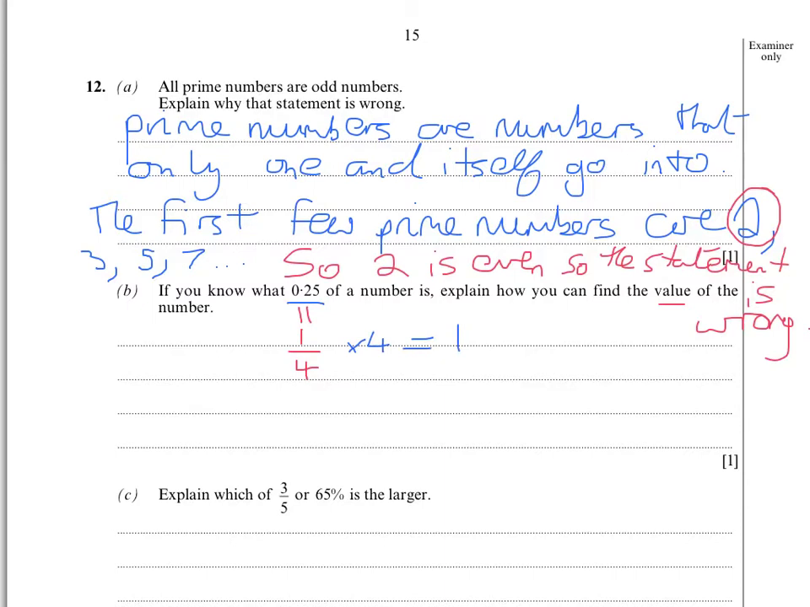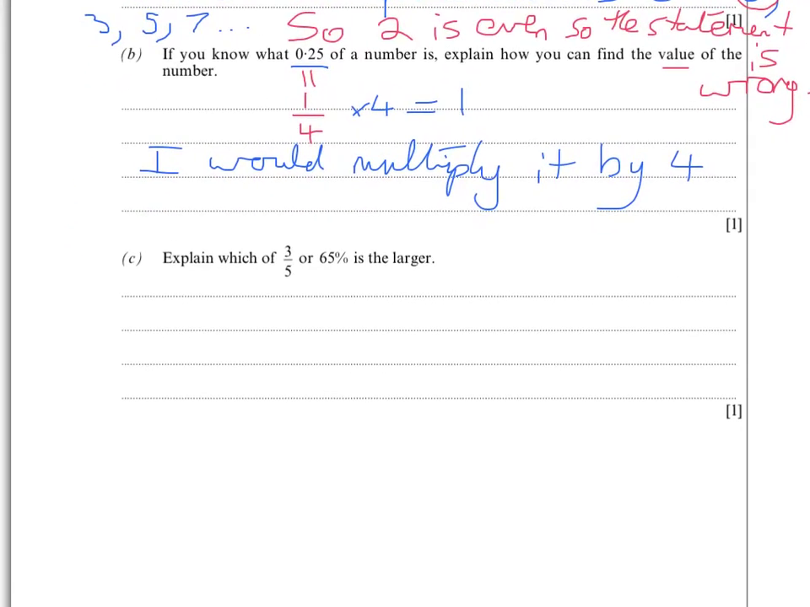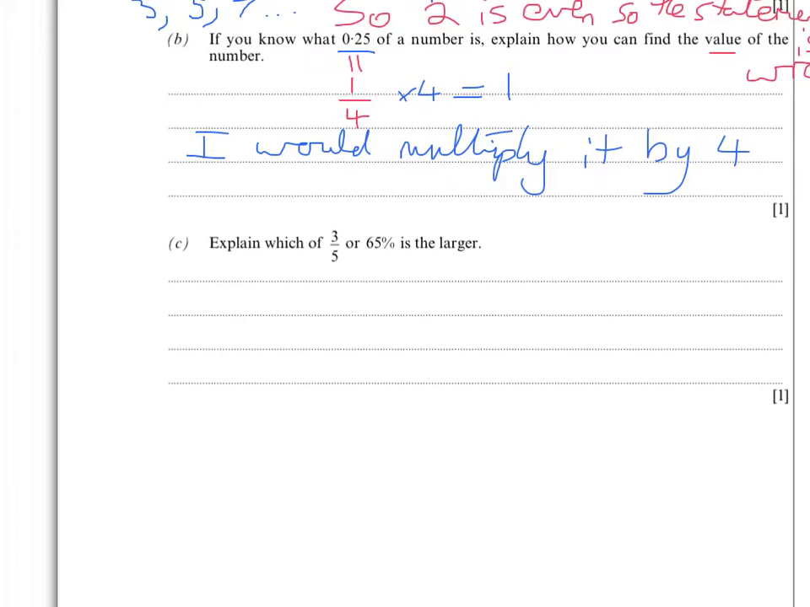So if you know what a quarter of a number is, explain how you can find the value of the number. You could say I would multiply it by 4. Now the last bit, explain which of 3/5 or 65% is larger.